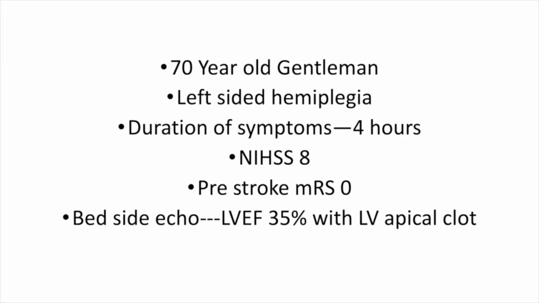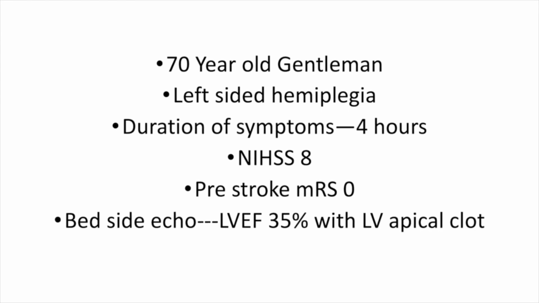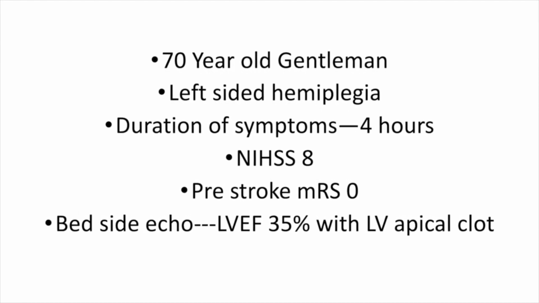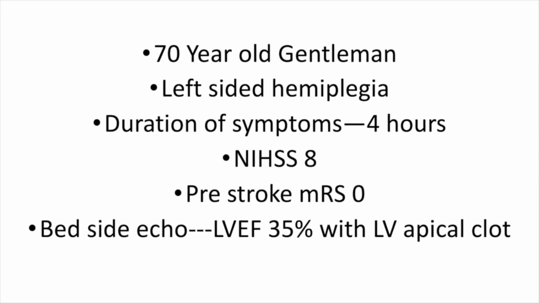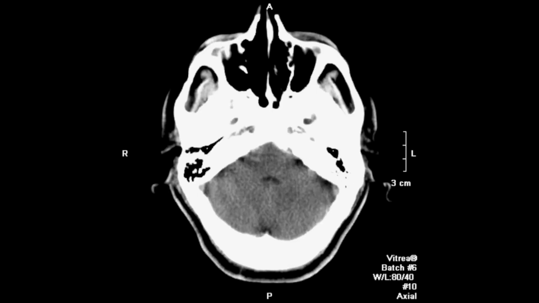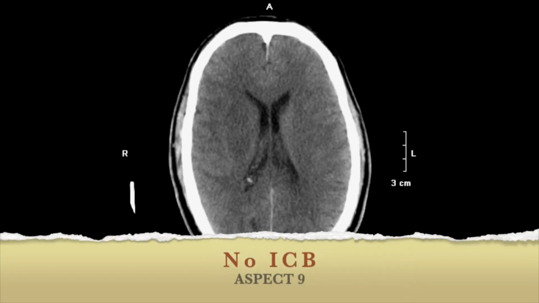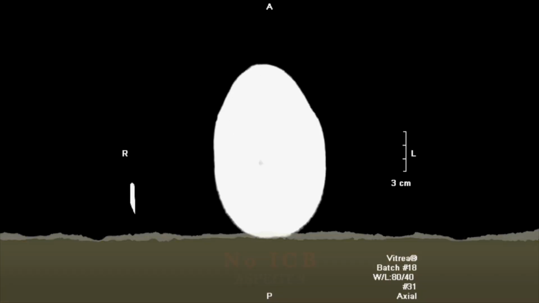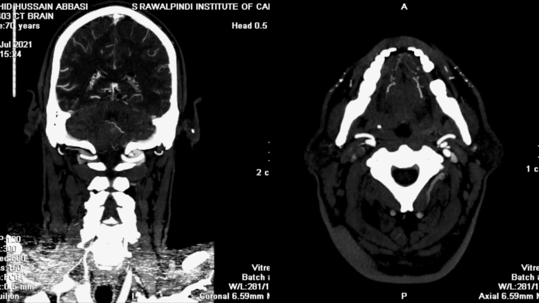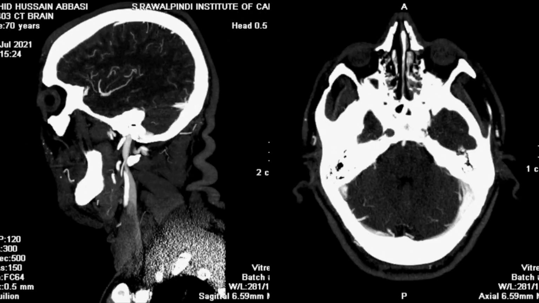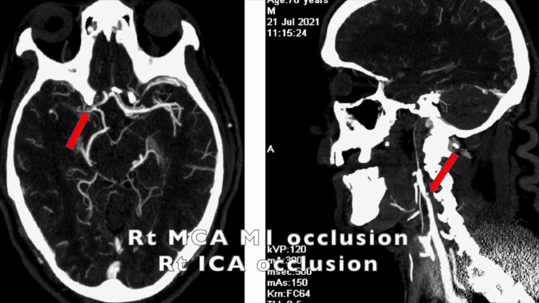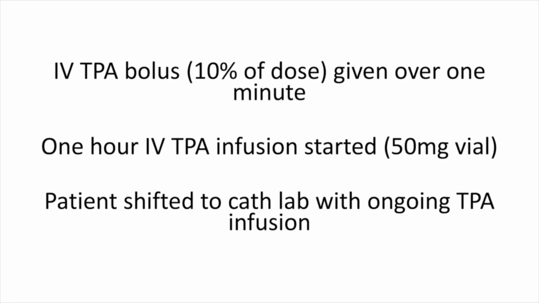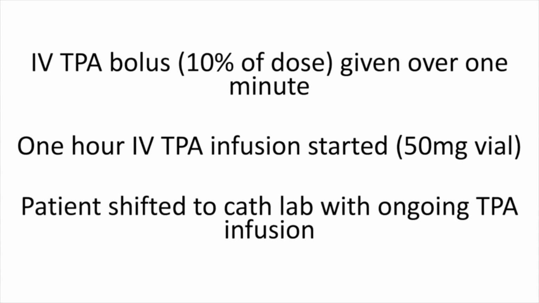This is a 70-year-old gentleman who presented with 4 hours history of left-sided hemiplegia, NIHSS 8, pre-stroke mRS 0, echo showing EF 35% with LV apical clot. Plain CT brain did not reveal any intracerebral bleed, and ASPECT score was 9. CT angio showed total occlusion of right ICA and MCA M1. IV bolus dose of tPA was given, and tPA infusion started. Patient shifted to cath lab with ongoing tPA infusion.